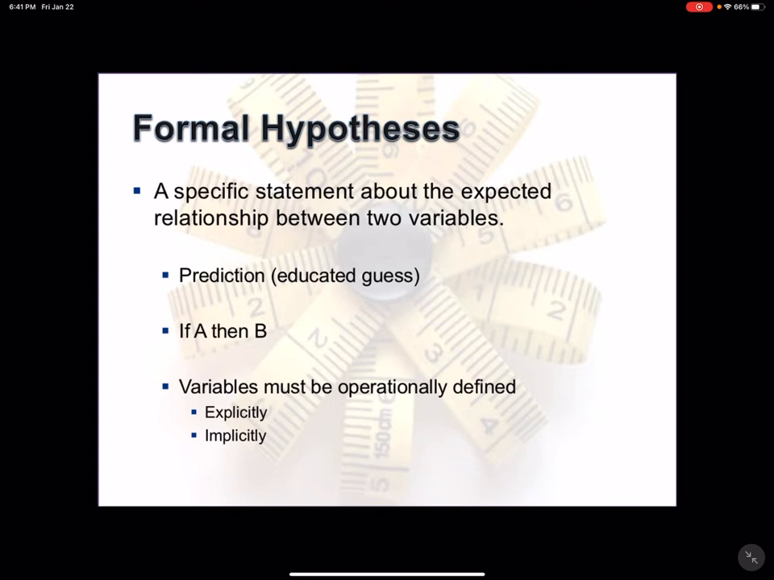That is sort of ugly. What they basically mean is the variables are defined by a test or an observation or some other way of defining that's crystal clear, that's empirical.